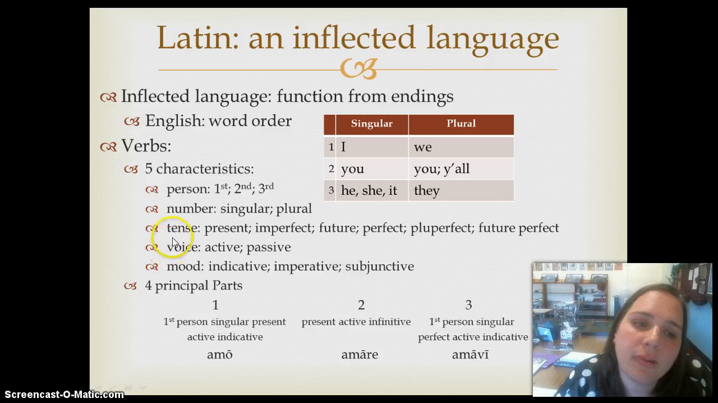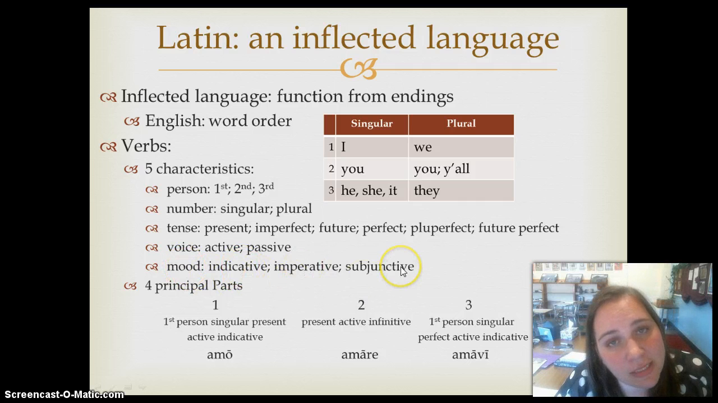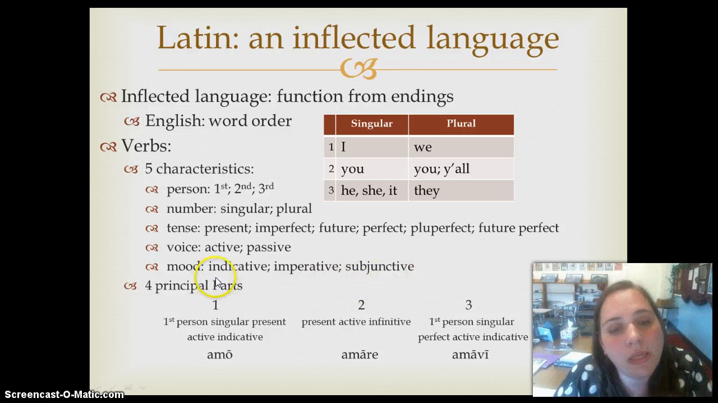Okay. The third characteristic of a Latin verb is its tense, and it can be one of 6 tenses. It can be present, imperfect, or future, perfect, pluperfect, or future perfect. The fourth characteristic is voice. It can be active or passive. And the fifth characteristic is mood. You can have an indicative, an imperative, or a subjunctive verb. Now, for this year, we will only be learning the indicative and the imperative, okay? We're going to leave the subjunctive till Latin 3.